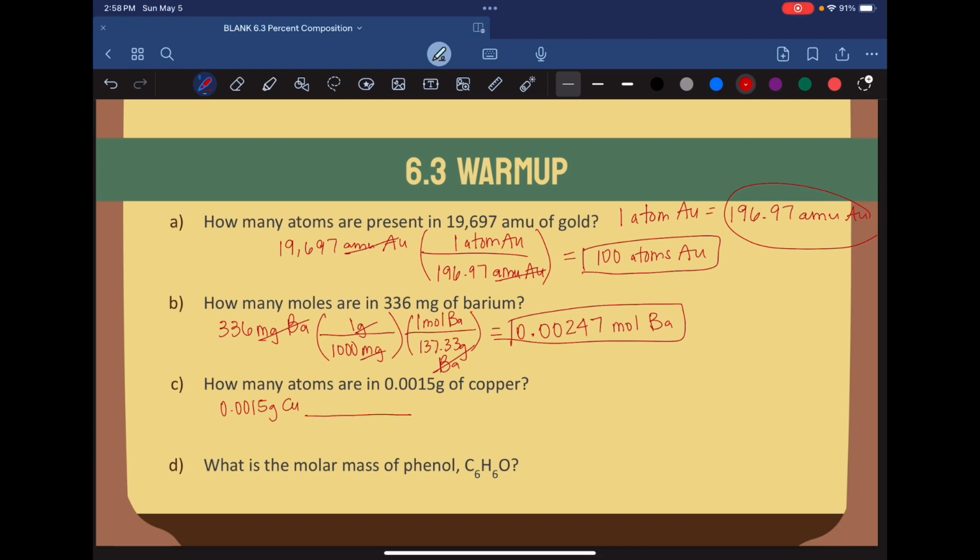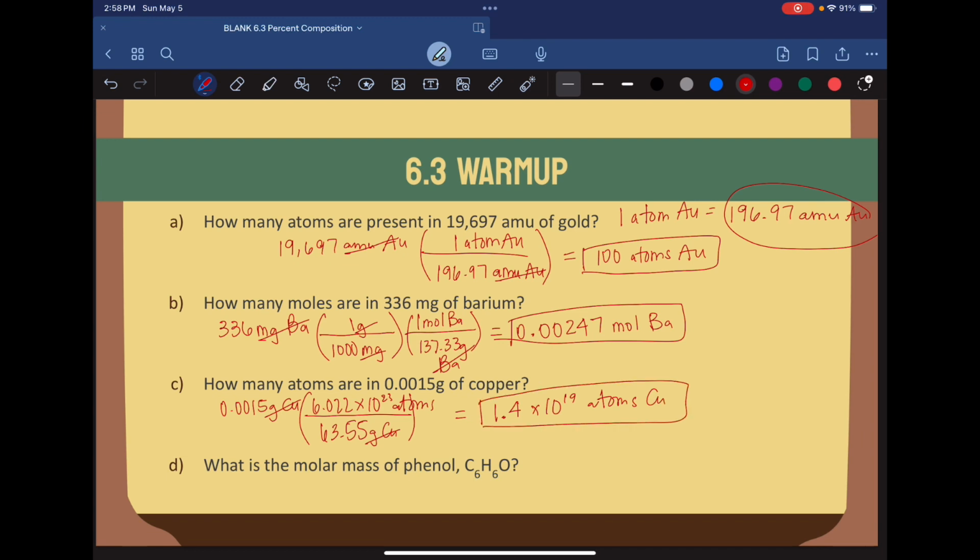So when I set this up, I can look for copper on the periodic table, and the mass is 63.55 grams of copper, and I know there's 6.022 times 10 to the 23rd atoms for every 1 mole. So grams of copper, you put this into the wonderful calculator. I'm going to round to 2 sig figs, so you should get 1.4 times 10 to the 19th atoms Cu.